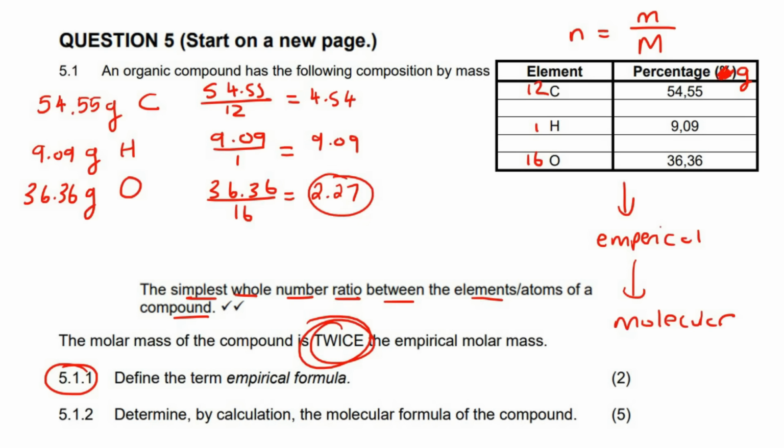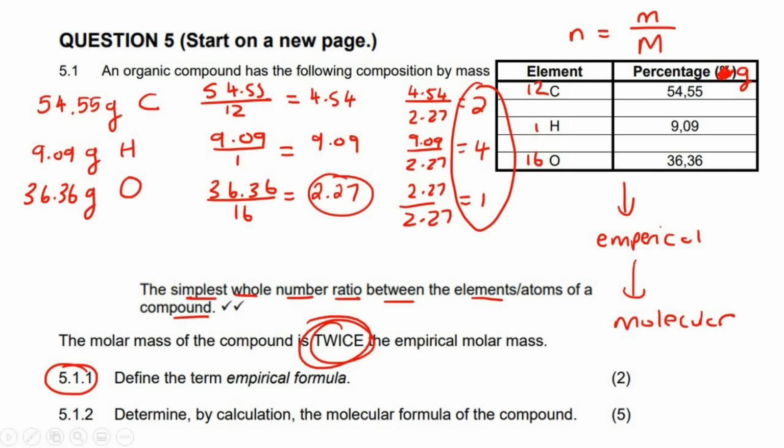What we then do is we take the smallest number, which is going to be the 2.27. And so you're going to divide all of them by that number. So you're going to say 4.54 divided by 2.27, which is 2. Then you're going to say 9.09 divided by 2.27, which is pretty much 4. And then you're going to say 2.27 divided by 2.27, and that is 1. And there are your answers. Okay? So what it means is that we are going to have C2H4O. That is the empirical formula. That is your empirical. Okay?